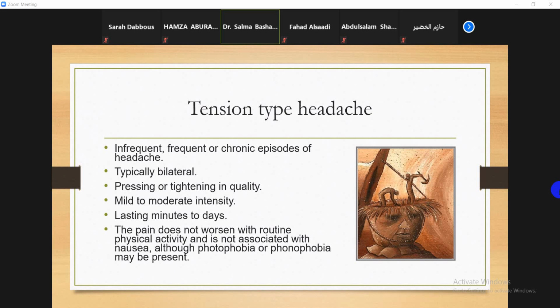So to compare this to migraine headache, tension is bilateral, while migraine is more likely to be unilateral. Tension is pressing or tightening, but migraine is throbbing or pulsating. Tension is mild to moderate, but migraine is moderate to severe in intensity. It can last hours to a few days. Tension headache is not usually exacerbated by physical activity, but migraine is. And the associated symptoms like nausea or photophobia are more likely to be seen with migraine than the tension type headache.